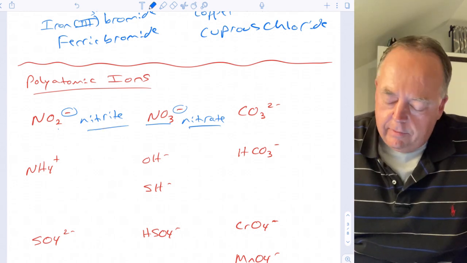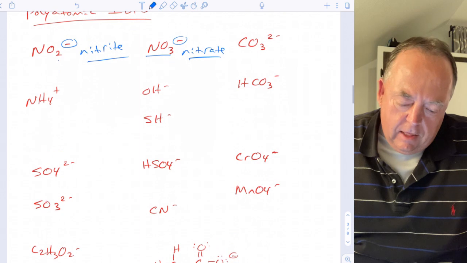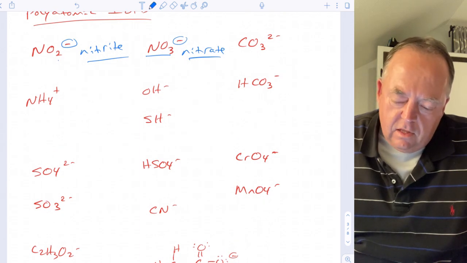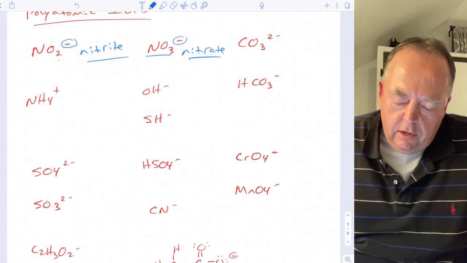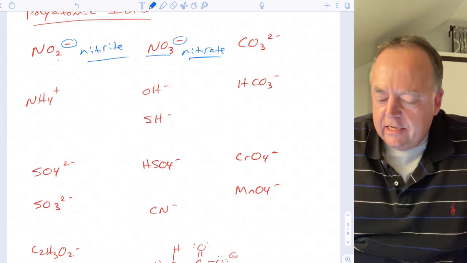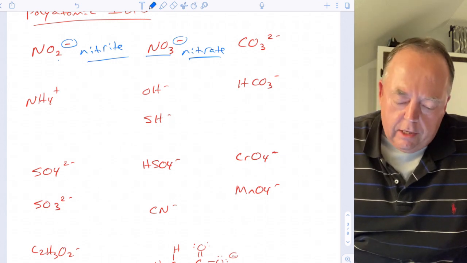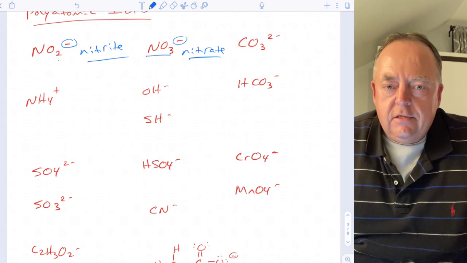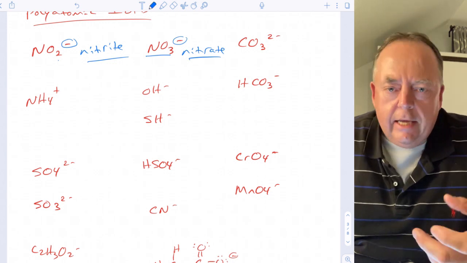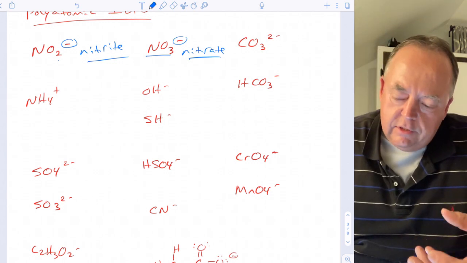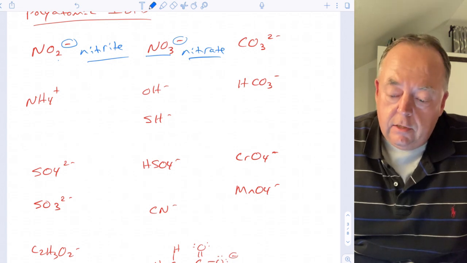So there's lots of polyatomic ions. I'll email out a couple of PDF files that have all of the different polyatomic ions that I expect you to memorize. So there's no way around it. You just have to memorize these. So this is again part of learning the language of chemistry. If you want to do really well in chemistry, you have to learn to speak the language.